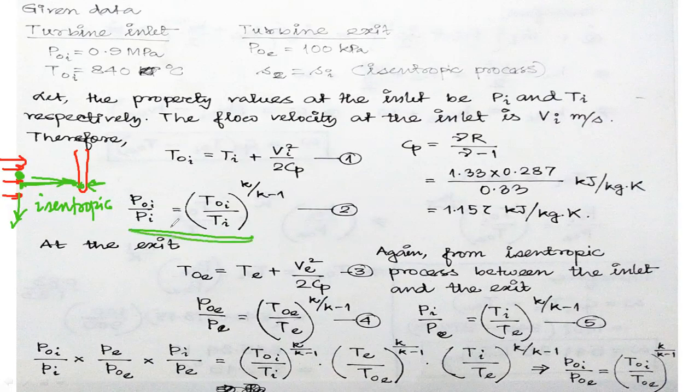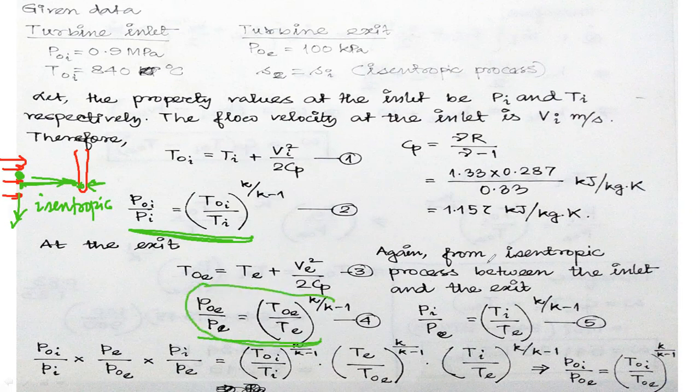So this is written at the inlet of the turbine. Similarly, we can write the expression at the exit of the turbine. So P0e by Pe equals T0e by Te to the power k by k minus 1, where P0e is the stagnation pressure corresponding to Pe and T0e is the stagnation temperature corresponding to Te. So this is written at the exit.